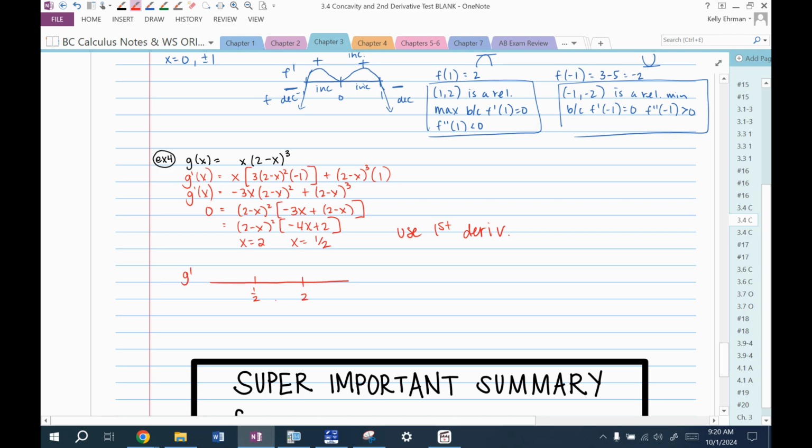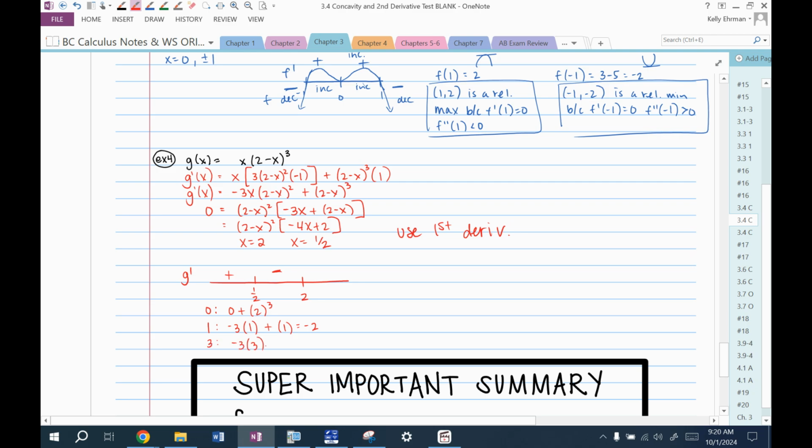This is from the previous set of notes. Now, I don't want to sketch the graph of g prime. I guess I could, I have it simplified here, but let's just test numbers. Plug in 0 into g prime. You would get 0 for the first term, plus 2 to the third. That's positive. What's between 1/2 and 2? 1. So you'd get negative 3 times 1 squared plus 1 to the third. So that's negative 2, so that's negative. And put in something like 3.